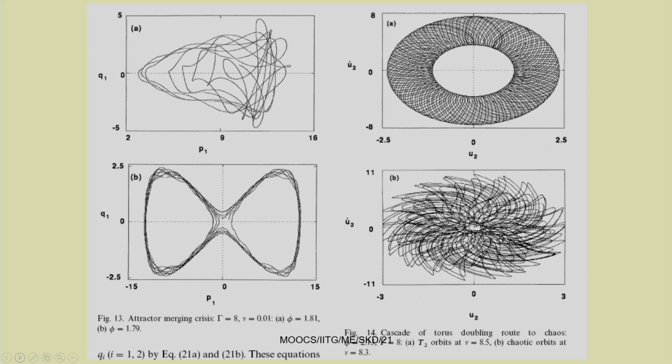Also you can find the cascade of torus doubling route to chaos. Initially the response is quasi periodic or torus. Now, by changing the system parameter, you can see this is the torus doubling route to chaos. In this way, you can study different types of instability regions, different types of response, and also chaotic response, crisis, all these things in a simpler system like a beam just excited from the base.